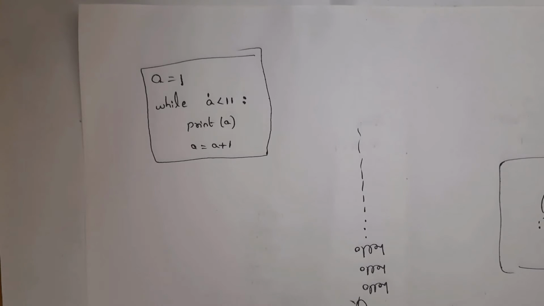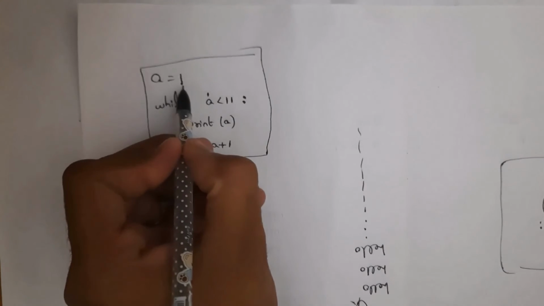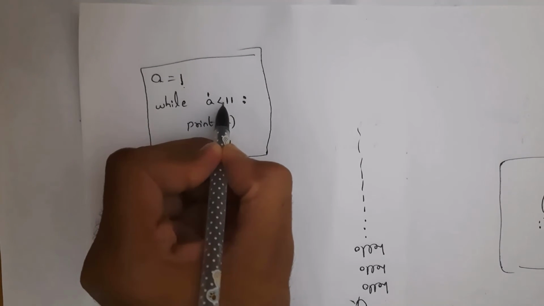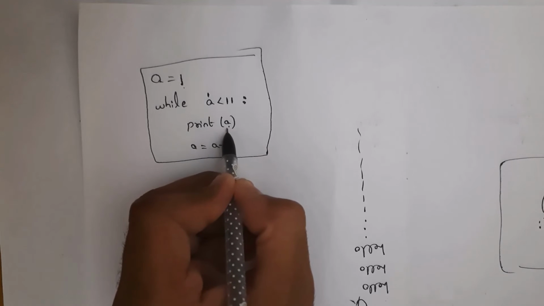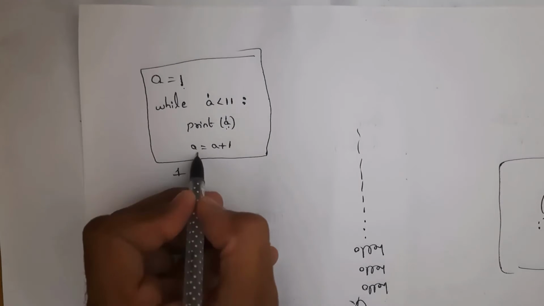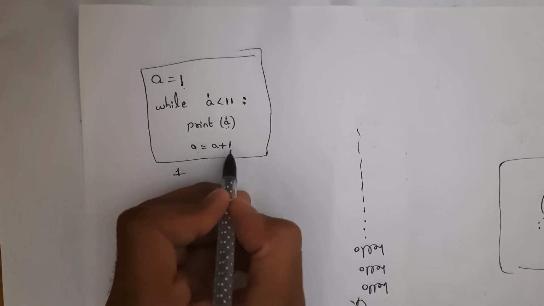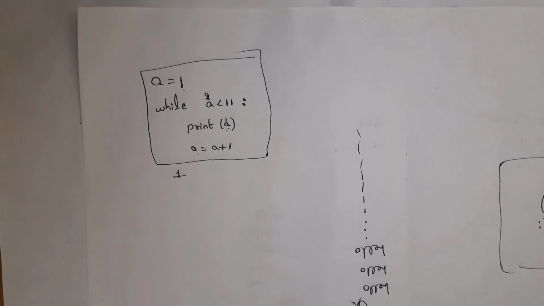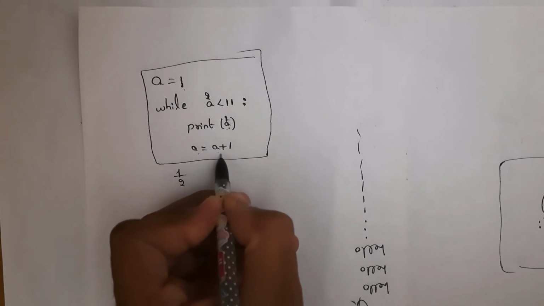At first it will take value 1 because here I gave a value as 1. 1 is less than 11. This condition is true. I wrote print a. Inside this while loop a value is 1. So it will print value 1. Here I wrote a equal to a plus 1, that is 1 plus 1, 2. Now a value is 2. 2 is less than 11. Condition is true. It will print 2. Next 2 plus 1, that is 3.